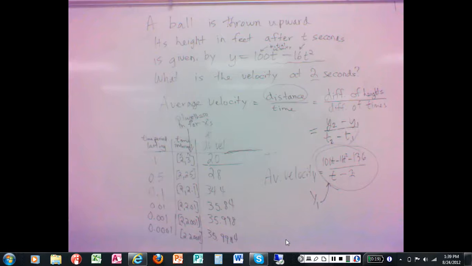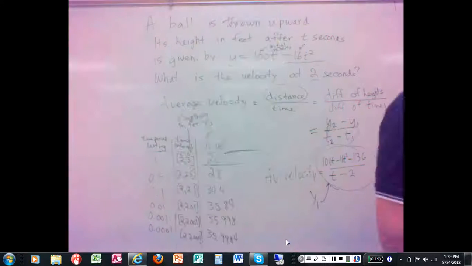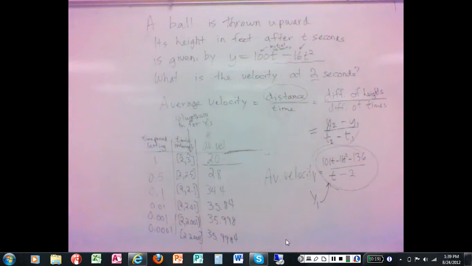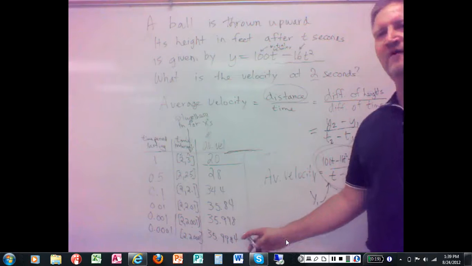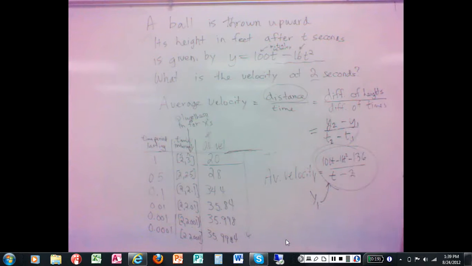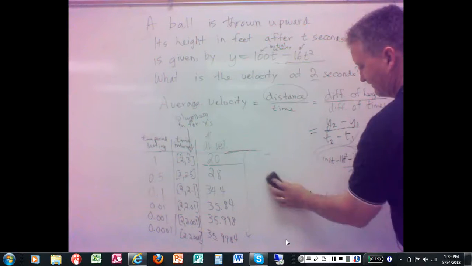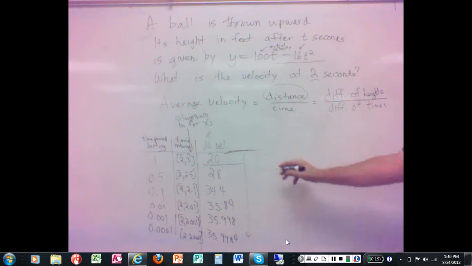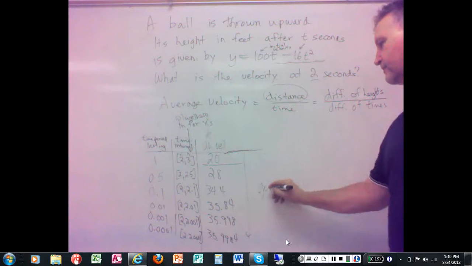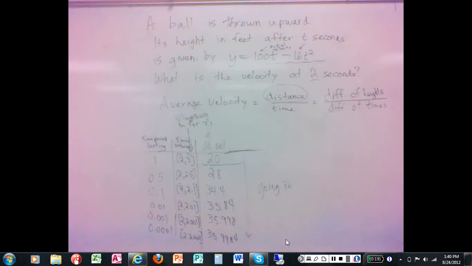Aha. I think I'm onto something here. It appears that these average velocities are honing in on what? 36. So I'm pretty safe here in guessing, I think. We'll get more precise even later on, but yeah, these are going to the value of 36. So I think I can guess here that the instantaneous velocity at 2 seconds is 36.